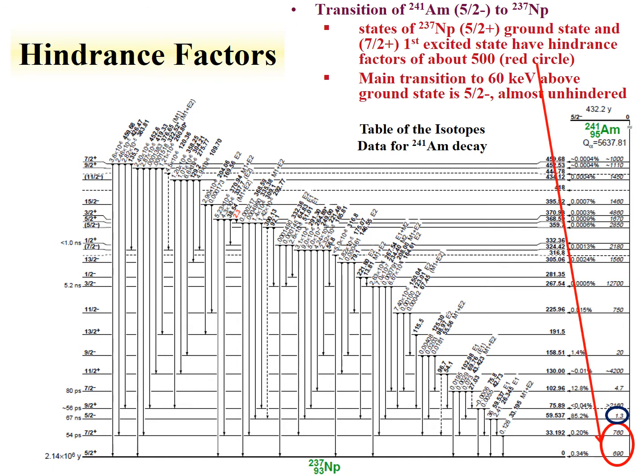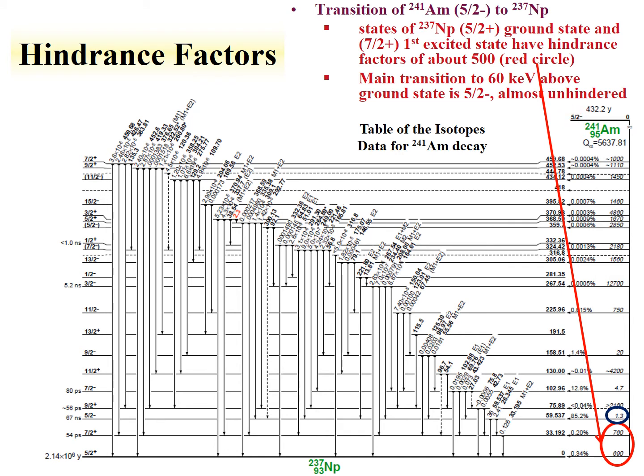So states of neptunium-237 that are in the 5/2 plus ground state and 7/2 plus first excited state have hindrance factors of about 500, and you can see those values listed right over here. So we can say that this isn't a particularly favored transition. However, americium-241 sits in a 5/2 minus state right there.